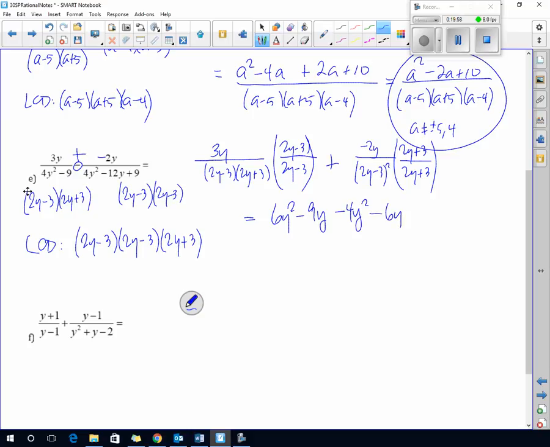So then I get 2y squared minus 15y, yes? Over 2y minus 3 squared, 2y plus 3. Y cannot equal 3 over 2 and minus 3, plus or minus 3 over 2. That's the easiest way of doing it. Okay.